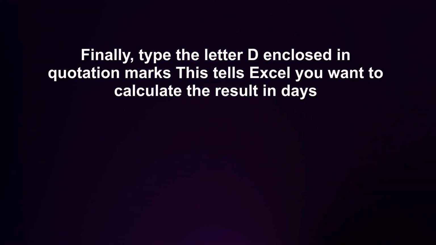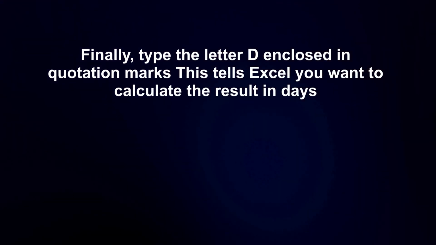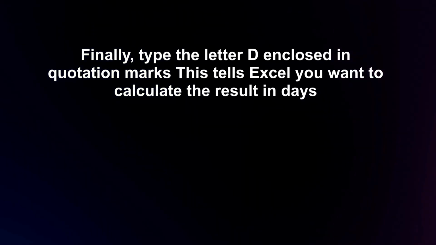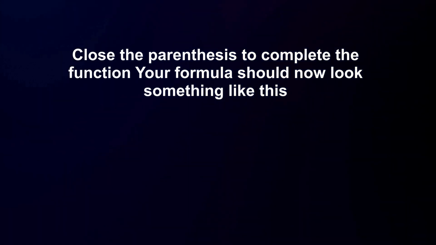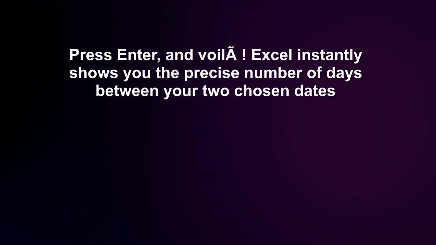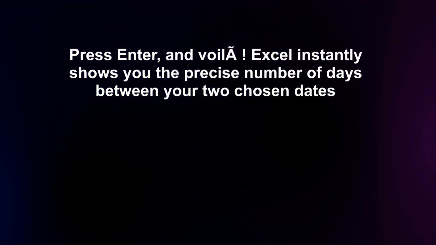Add another comma. Finally, type the letter D enclosed in quotation marks. This tells Excel you want to calculate the result in days. Close the parenthesis to complete the function. Your formula should now look something like this. Press enter, and voila! Excel instantly shows you the precise number of days between your two chosen dates.